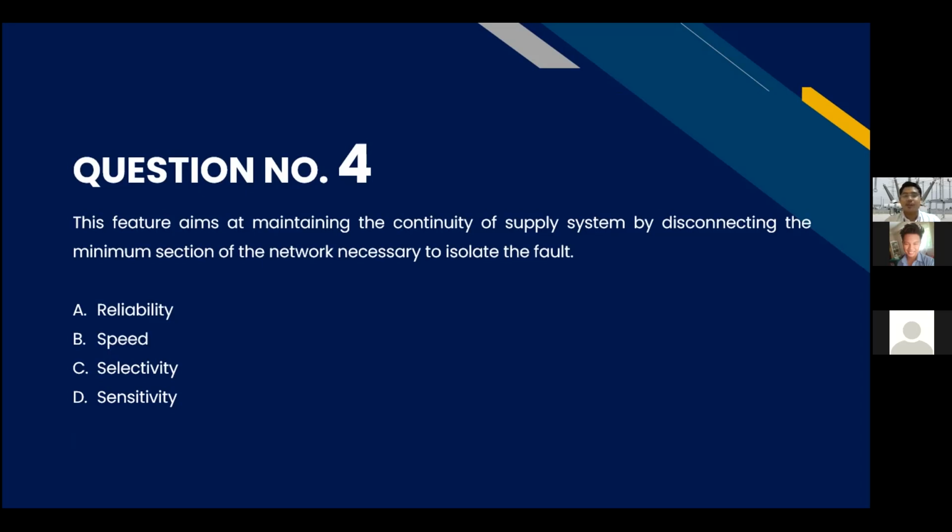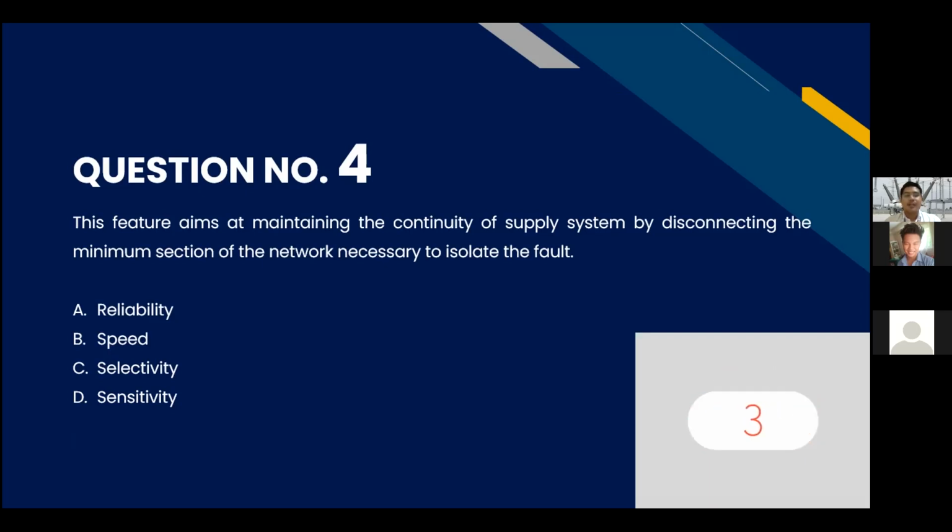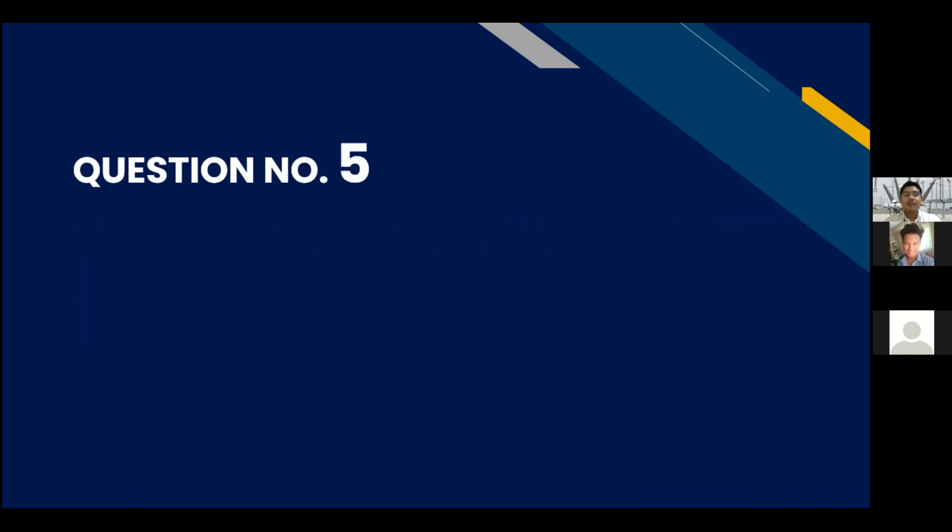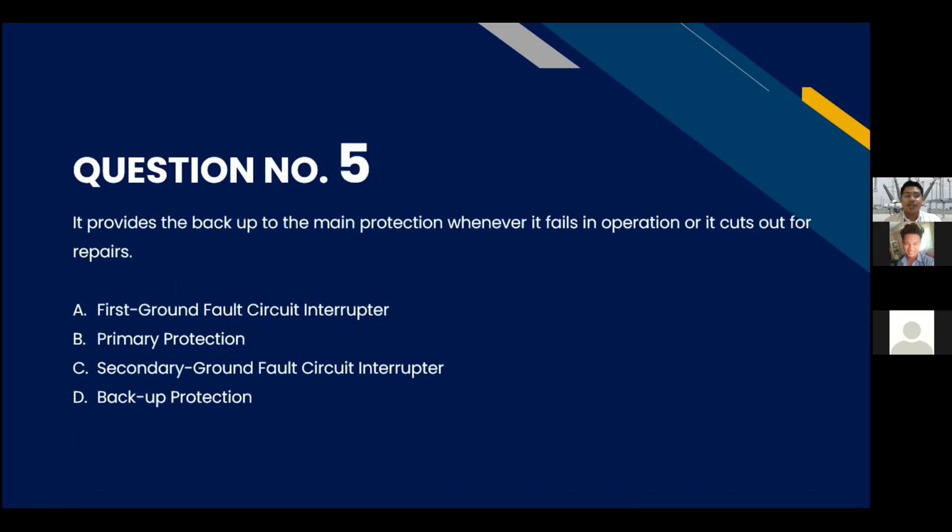The timer starts now. 5, 4, 3, 2, and 1. Time's up. For the last and fifth question, it provides the backup to the main protection whenever it fails in operation or it cuts out for repairs. For letter A, first ground fault circuit interrupter. For letter B, primary protection. For letter C, secondary ground fault circuit interrupter. For letter D, backup protection.